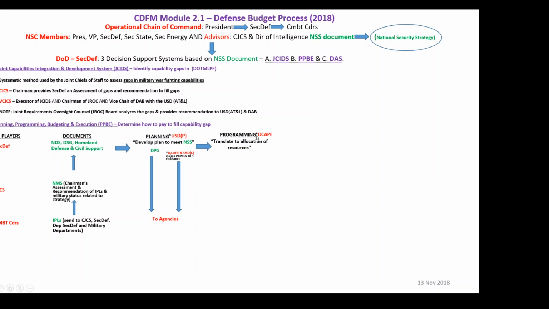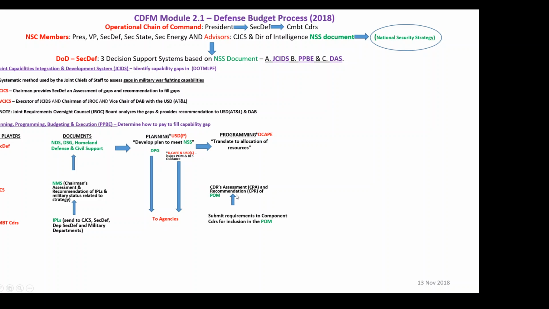So programming phase, responsibility of the Director of CAPE. The programming phase is used to translate into allocation of resources. Now we know the plan. Now we need to translate it to allocation of resources. Then we talked about how we submit our POMs. Combatant commanders send it to the components. So remember, they send this to the military department. So their IPL information gets included if it's something they need included in the POM.